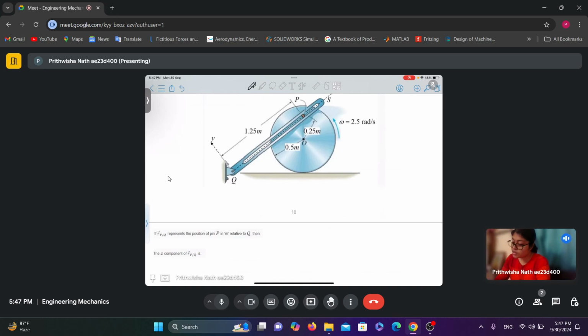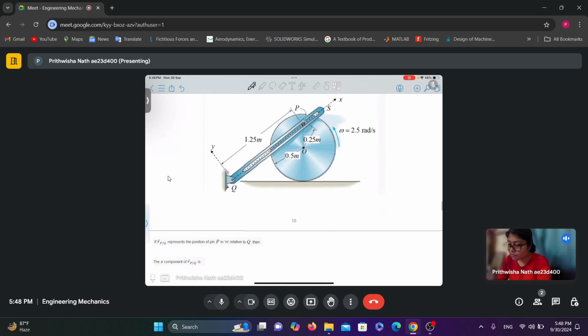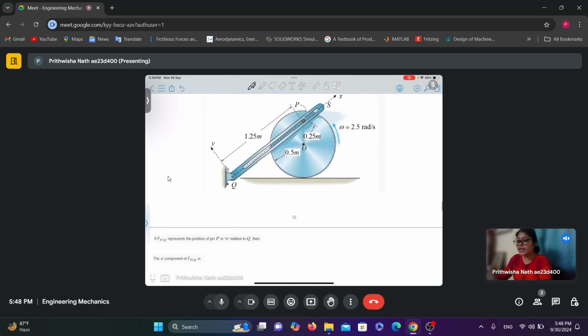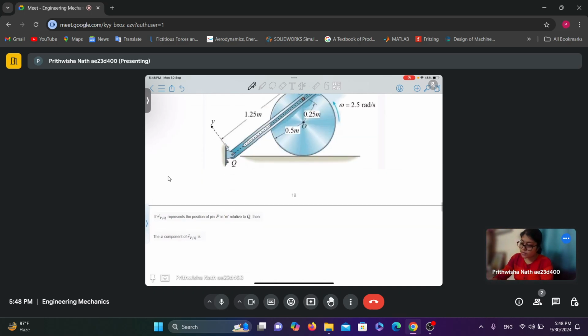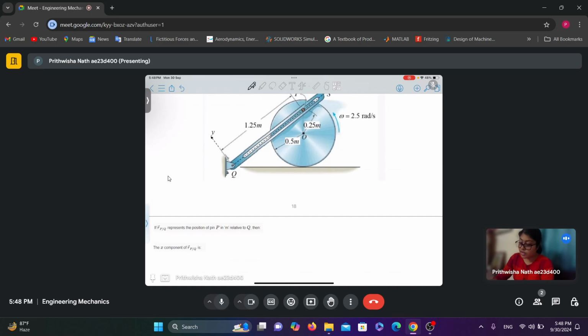If RPQ represents the position of pin P in meter relative to Q, then the x component of RPQ. So what is the x component of RPQ? It's nothing but this distance, right? 1.25. It's along x-axis only. So it's nothing but 1.25.